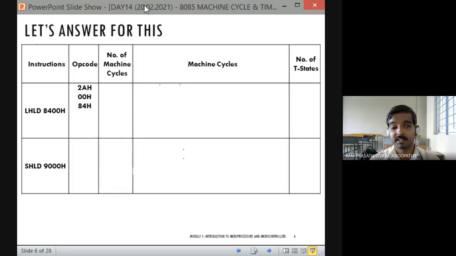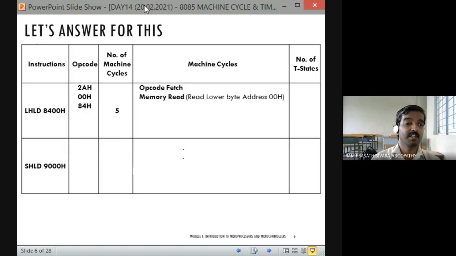Is anybody supporting him? Is his answer correct? He has said it will be 5 machine cycles. Fine, we can take 5 machine cycles. The first 3 everyone knows: opcode fetch, memory read to read the lower byte of the address, then memory read to read the higher byte of the address. Fine. What about the other 2 machine cycles?